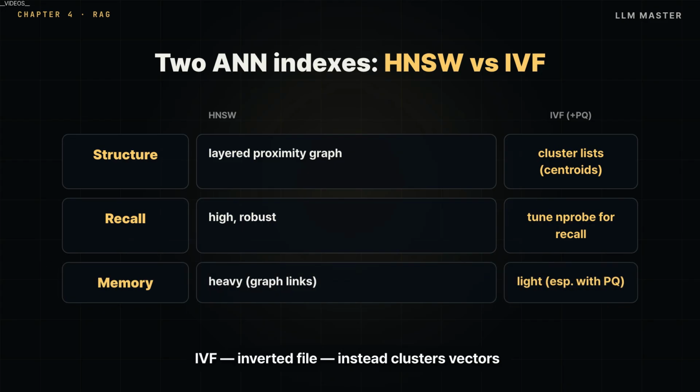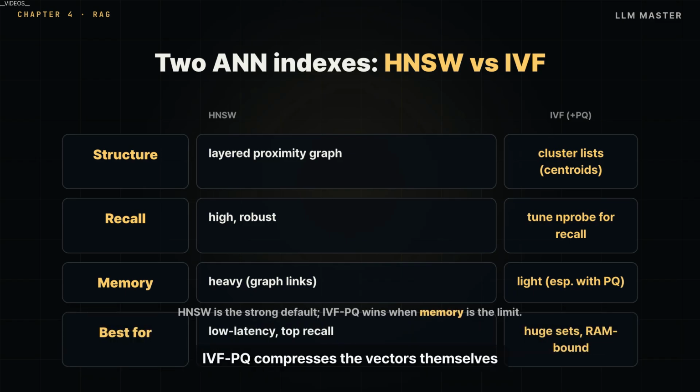IVF, Inverted File, instead clusters vectors around centroids. At query time, you only search the few clusters nearest your query, controlled by an nprobe parameter that trades recall for speed. Paired with product quantization, IVFPQ compresses the vectors themselves, shrinking memory dramatically at some accuracy cost. The rule of thumb: reach for HNSW when you want the best recall-latency trade-off and can afford the memory. Reach for IVFPQ when the dataset is huge and RAM is your binding constraint.